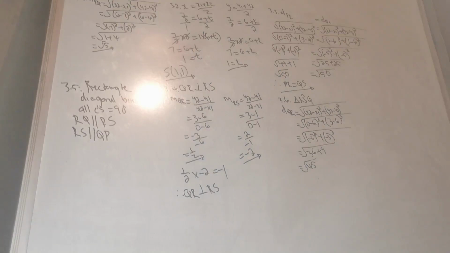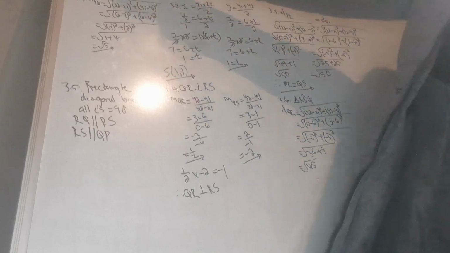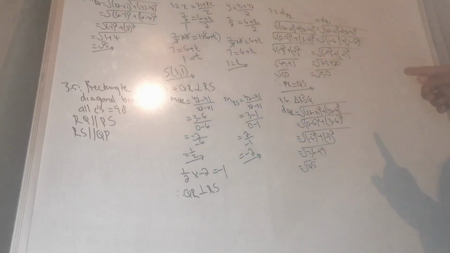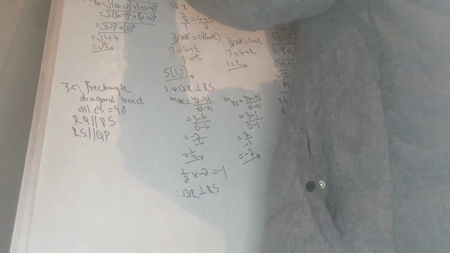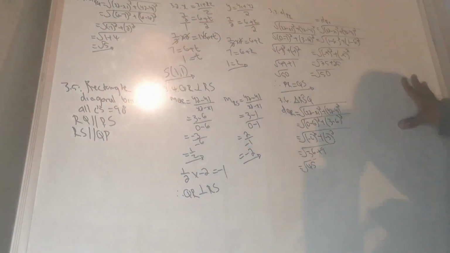Okay. Now let me try to find RS. I think RS was calculated. But I know QS, and for QS I get root 50.